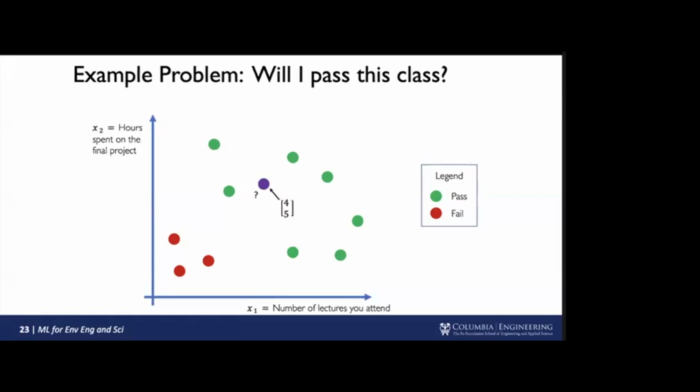Suppose we have a new student shown by the purple point here. This student attended 4 lectures and spent 5 hours on the final project. The question mark means we don't know the outcome yet. So will the student pass or fail? The neural network takes the input 4 and 5 and produces a prediction, but the prediction might be right or wrong. Once we know the true outcome, we can compare the prediction to reality. The difference between what the model predicted and what actually happened is what the loss function measures. So the loss function answers a simple question: how bad was this prediction?